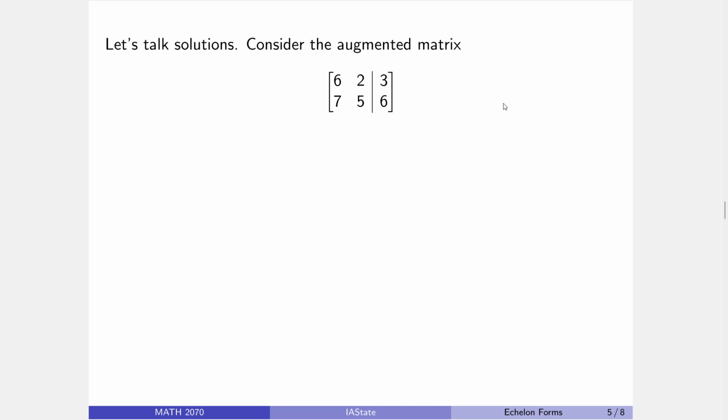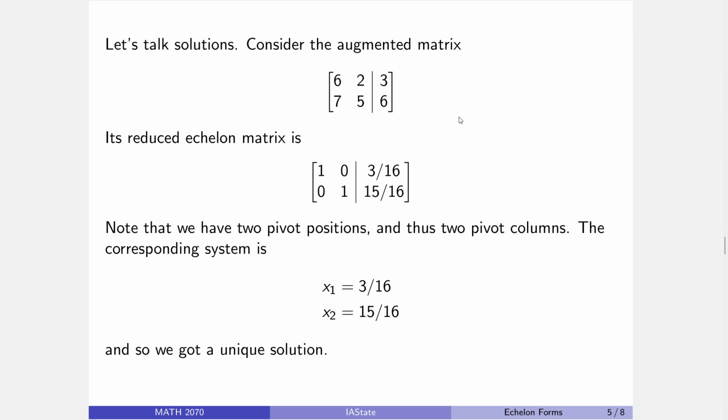Because if I give you this augmented matrix here, I can get its reduced echelon form as follows. Here we see leading coefficients, zeros above and below. And again, we don't care about these ones because I already have my leading coefficients, and then everything else can be doing whatever it wants to do. Now note, 2 pivot positions, 2 pivot columns, and a corresponding system has a unique solution. That's pretty exciting.